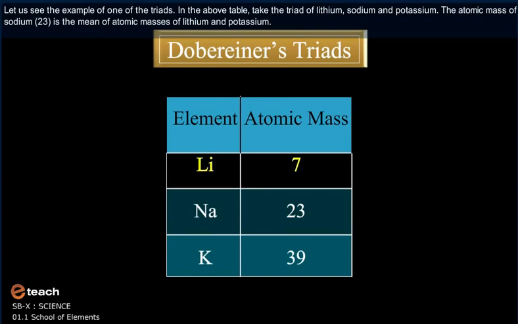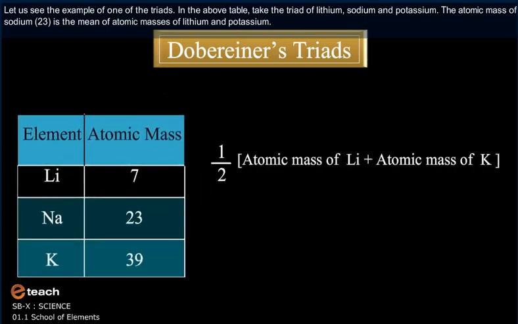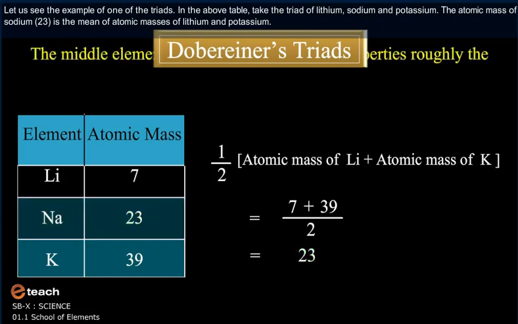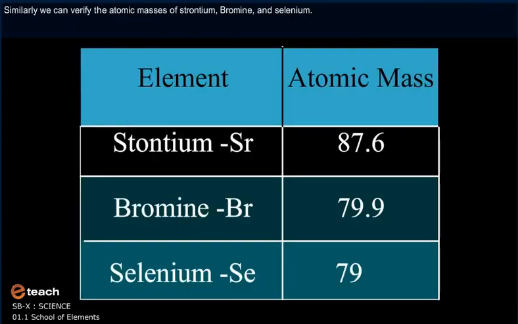Now let us see an example of one of the triads. In the above table, take the triad of lithium, sodium, and potassium. The atomic mass of sodium, 23, is the mean of the atomic masses of lithium and potassium. Similarly, we can verify the atomic masses of strontium, bromine, and selenium.